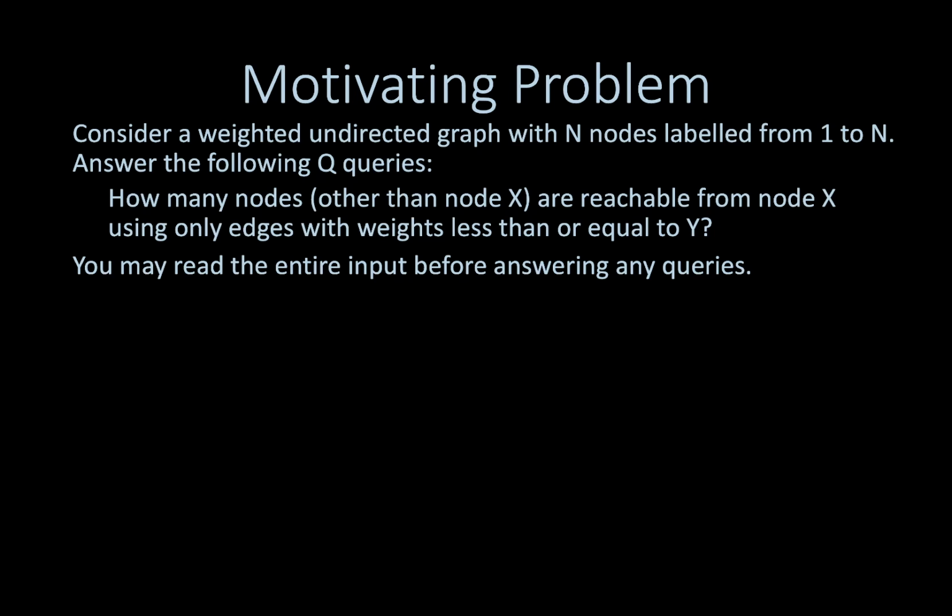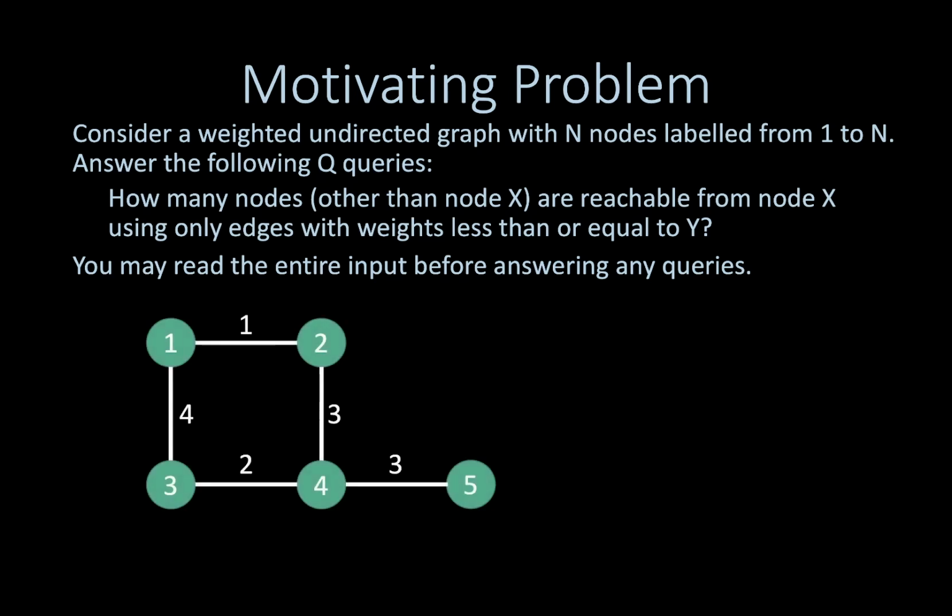If you didn't understand that, you can go ahead and pause the video and understand it yourself, or I'll walk you through a simple example. So let's say we have some graph like this. The nodes are labeled in the green circles, and edges are also labeled by their weights. And now let's say we're given the following queries. Remember that we're going to be solving this offline, so we require that we are given the entire input before we answer any queries. And in this case, let's say these are our three queries.